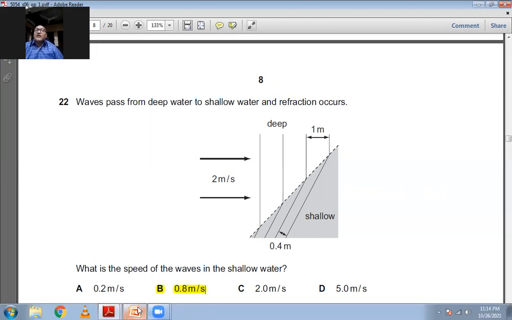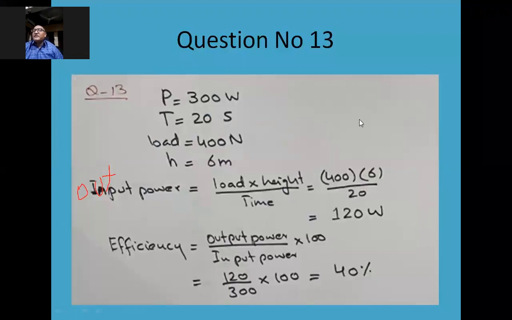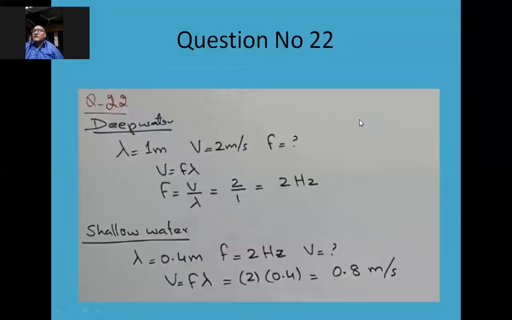Let me show you my answer also. I have done this on a paper. In the deep water, the wavelength is 1 meter, the velocity is 2 meters per second. F is the question mark, V equals F lambda. F will be equal to V by lambda. So F will be equal to 2 by 1, and that will be 2 hertz.